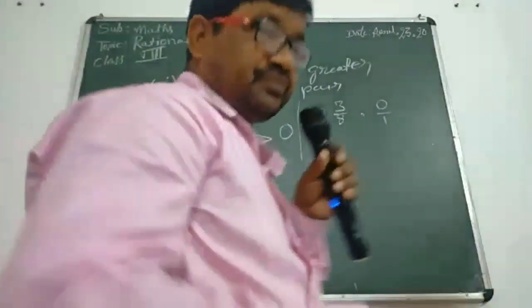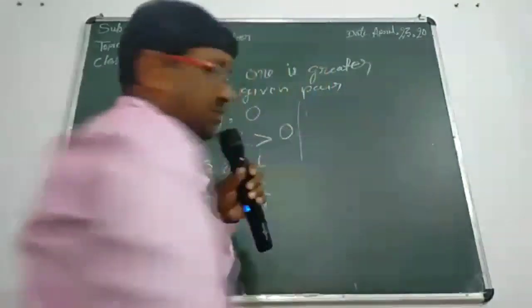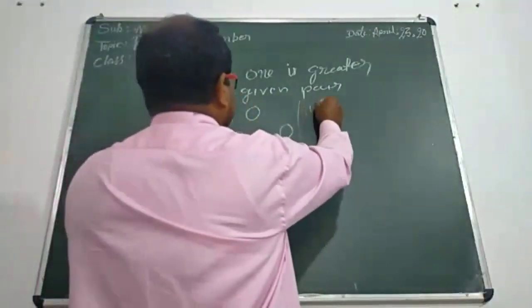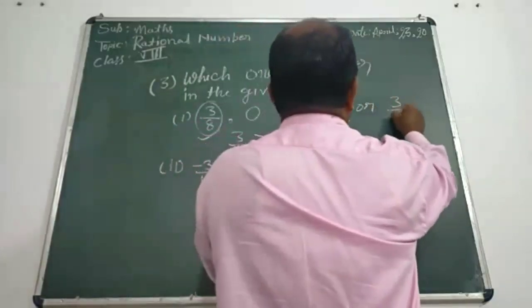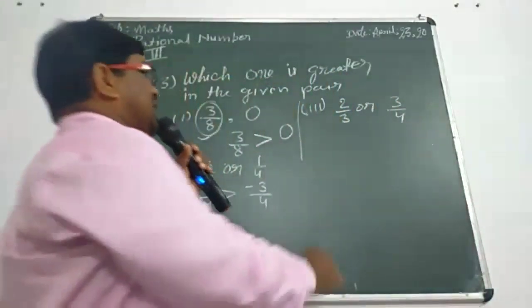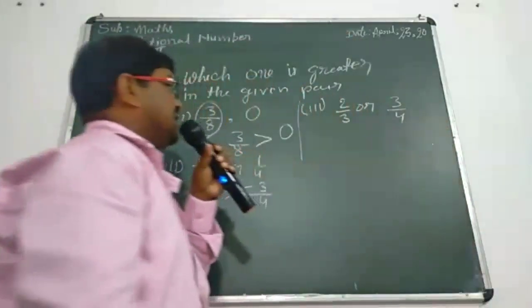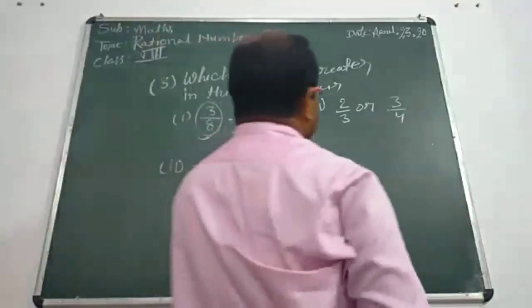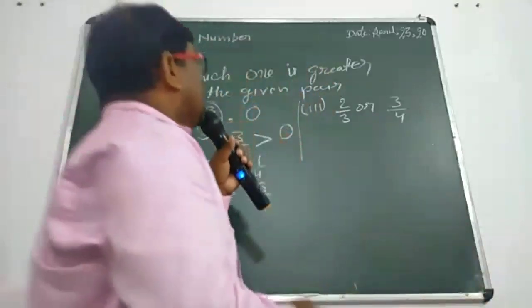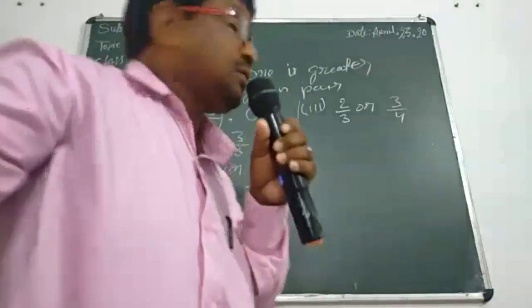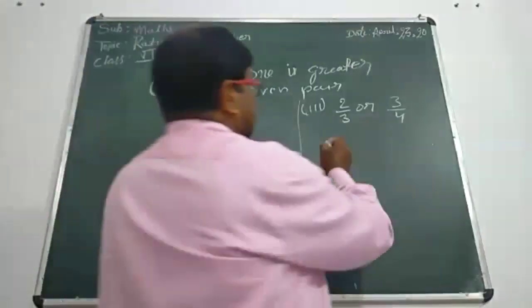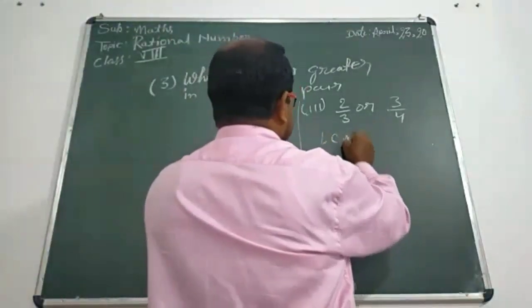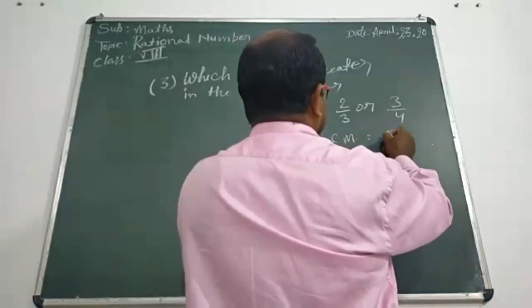Now, third example: 2 upon 3 or 3 upon 4. 2 upon 3 is a rational, 3 upon 4 is also rational. We can't decide which one is larger, which one is smaller. In this way, we can select any one idea. We have two ideas about this. First, by taking LCM. LCM equal to 12.